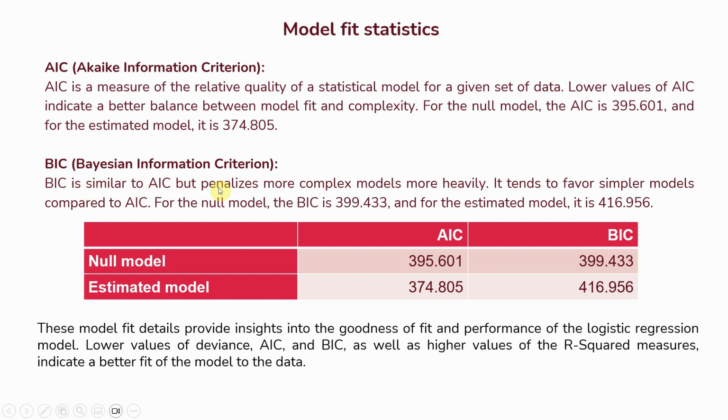BIC is similar to AIC but penalizes a more complex model. Now in this case, we do have a complex model. We've got multiple predictors predicting the outcome. That is a possible reason that you've got higher BIC for the estimated model in comparison to the null model, but all other fit statistics are good, so we can say that our data fits the model well. The model fit details provide insights into the goodness of fit and performance of the logistic regression model. Lower values of deviance and AIC, not the BIC, as well as higher values of R-square indicate a better fit of the model.